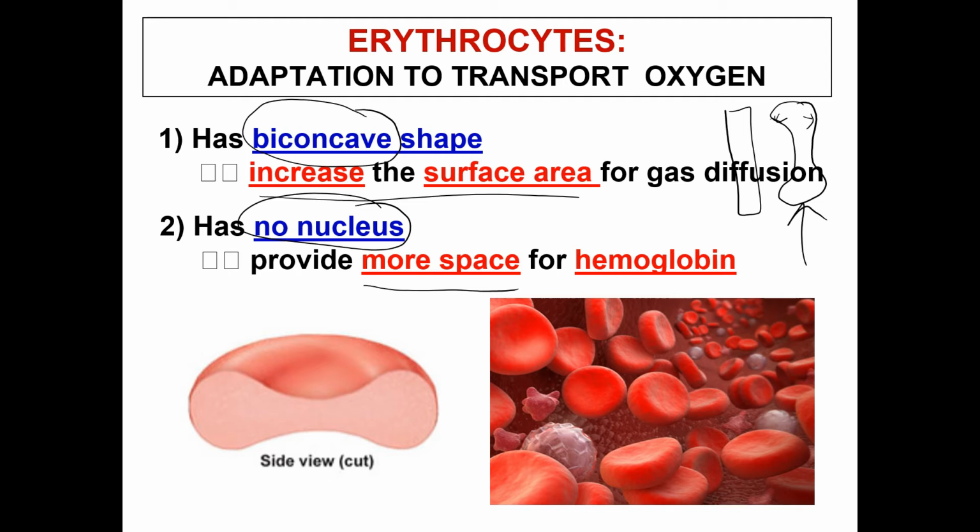So bila tak ada nukleus, tak ada ruang yang dirugikan. Semua hemoglobin memang akan padat because we know the erythrocytes are made up of hemoglobin. So hemoglobin are packed into a 3D shape. Kalau ada nukleus, dia terpaksa pula bagi ruang kepada nukleus. Tapi since dia tak ada nukleus, jadi ruang ni boleh dipenuhi oleh semua hemoglobin tersebut.